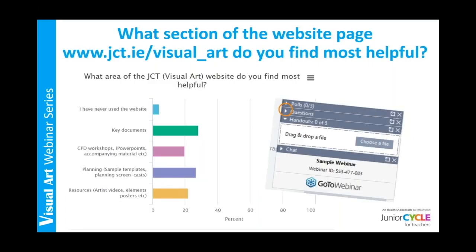Our final poll that we launched on the evening was to assess which area of the JCT Visual Art website did participants find most helpful. On our website, you will find all of our key documents, PowerPoints, and accompanying resources from all of our previous workshops, as well as suggested planning templates, sample planning videos using a learning outcome approach, news and information, and webinars, screencasts, and artist videos. As we said earlier, we update this website regularly, and you will find a recording of the webinar there in the coming days.